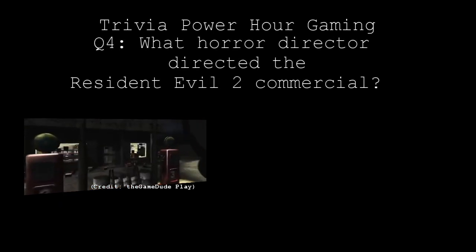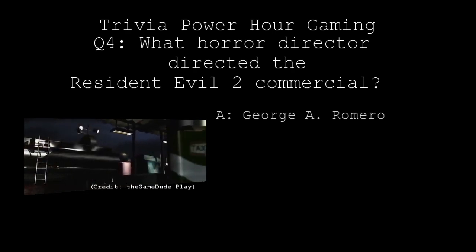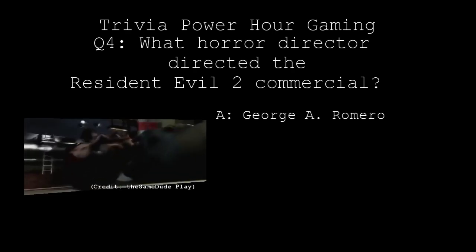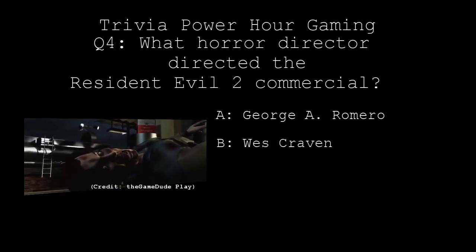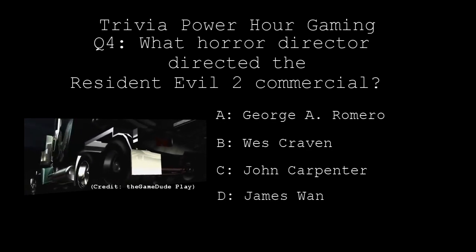Question number 4. What horror director directed the Resident Evil 2 commercial? Was it A, George A. Romero, B, Wes Craven, C, John Carpenter, or D, James Wan?